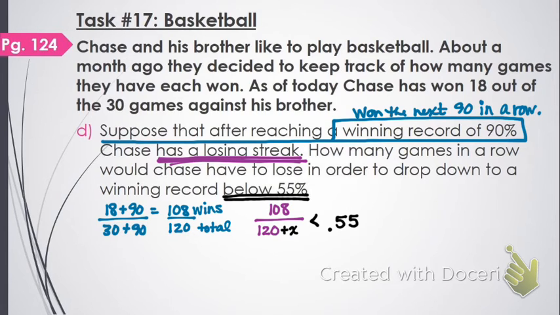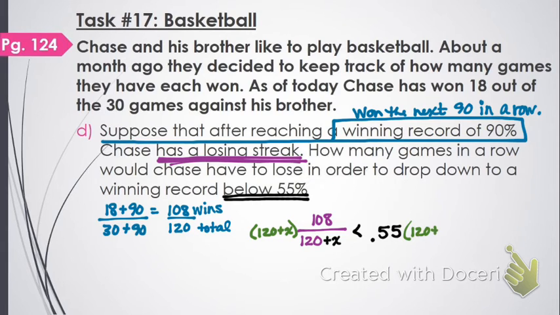So now I've got this proportion set up. What can I do with it from here? Times it by 120 plus x on both sides. I like that suggestion. Dante, I'm going to hit you up again. What happens to these two pieces? They cancel out. Thank you, sir. So what do I have left on the left-hand side? 108.